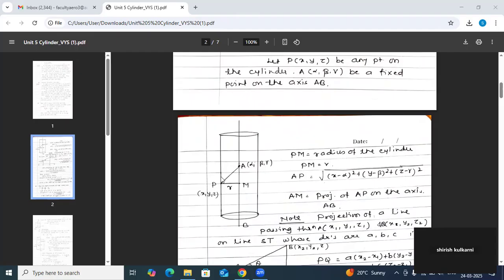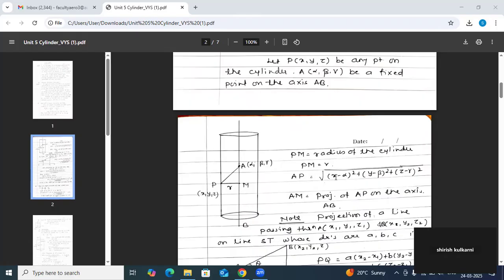Then let us consider one point that lies on the generator. This line is a generator. P(x, y, z) be any point that lies on the generator. PM is the radius of the cylinder. For finding the equation of the cylinder, we know this point A(alpha, beta, gamma). We consider the point P(x, y, z) be any point on the generator, and PM is a radius. Then with the help of the distance formula, find the distance AP.